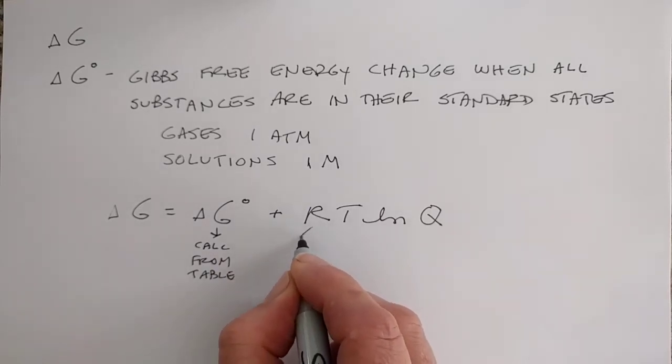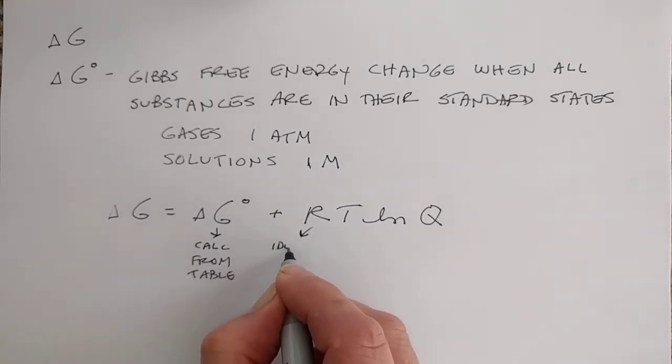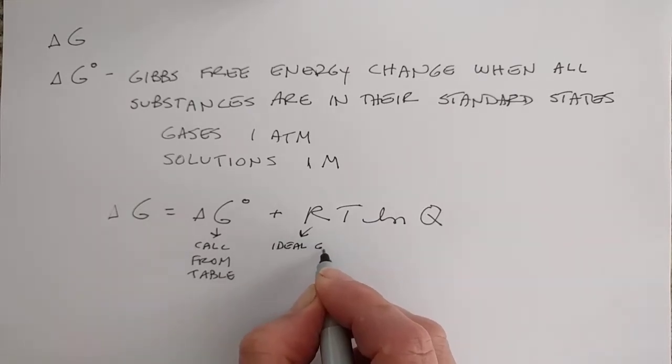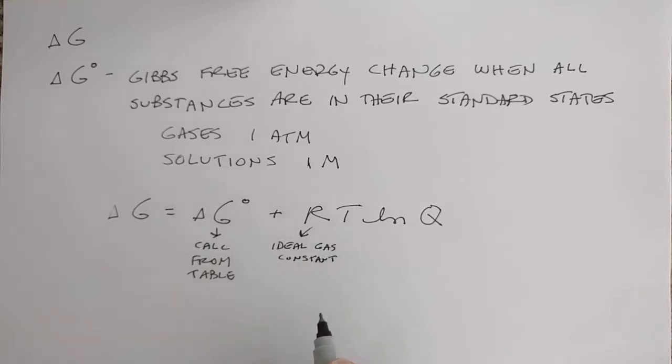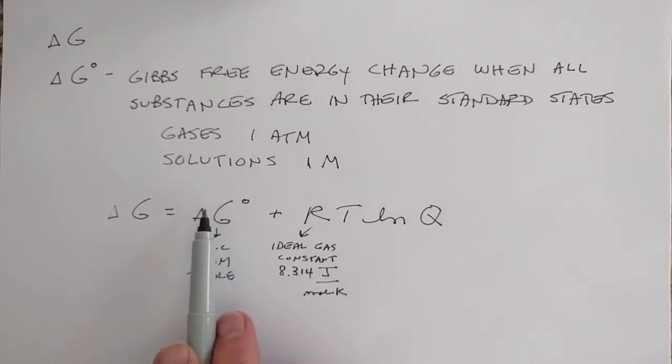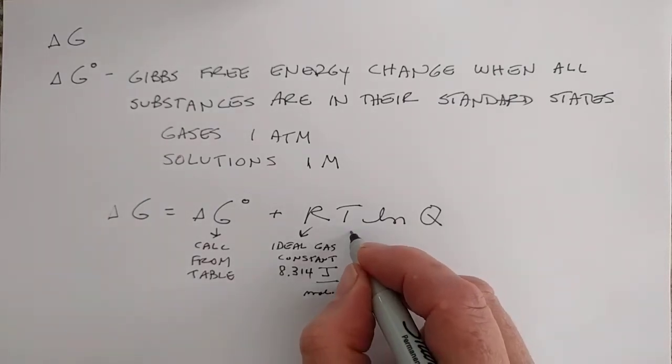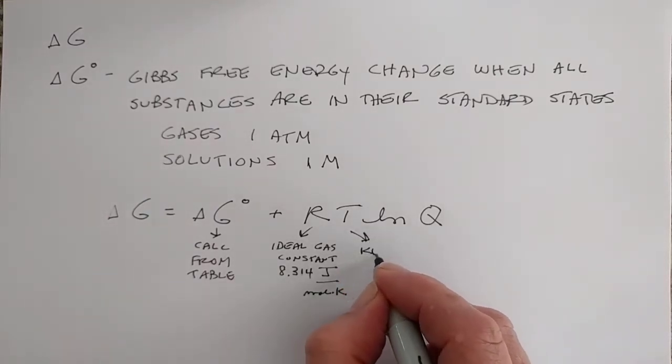This R, this is the ideal gas constant R, but we have to make sure we use the proper units. For this equation, we need to use 8.314 joules per mole Kelvin. So we don't use the liter atmosphere. We have to use joules because we're dealing with energy in joules. So as usual, this is our Kelvin temperature.